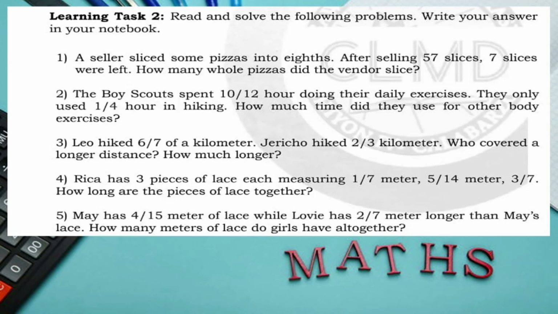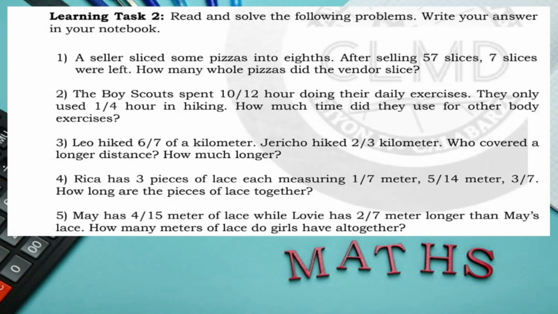Okay, so babasahin ko ang number 1 sa learning task number 2. A seller sliced some pizzas into 8s. After selling 57 slices, 7 slices were left. How many whole pizza did the vendor slice? So, dito sa number 1, it is what? What operation? Okay? So, iintindihin natin. Okay?